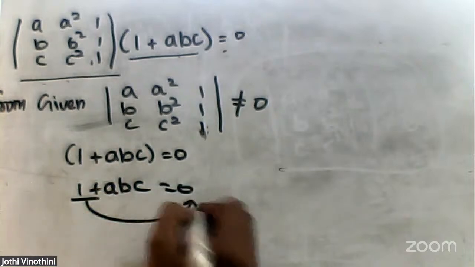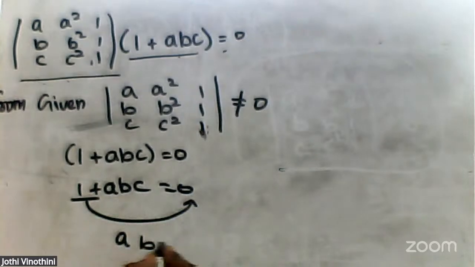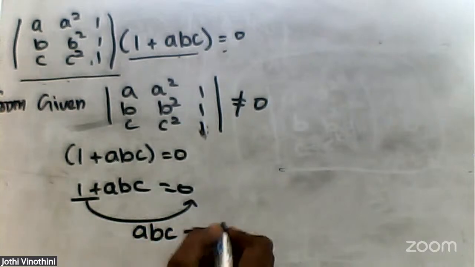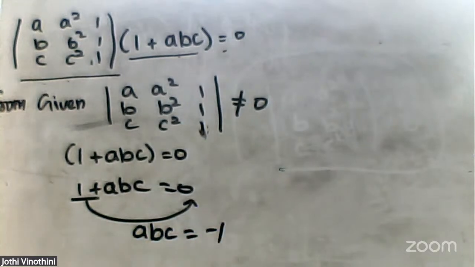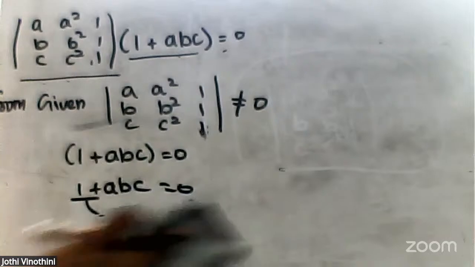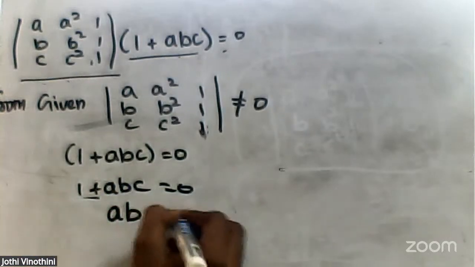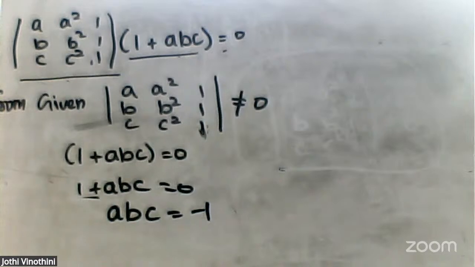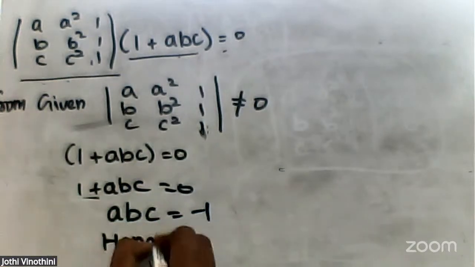I am going to take this 1 to this side. So it will become A, B, C equals minus 1. So go and check the question for what we have to find. We have to prove, right? What do we have to prove? A, B, C equals minus 1, right? So we have to prove this. I can write it here. A, B, C equals minus 1. So we have to prove this. So I can finally write hence proved.